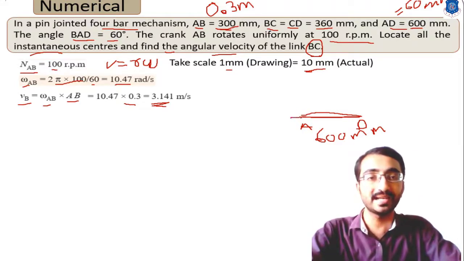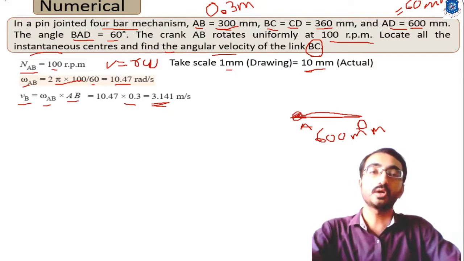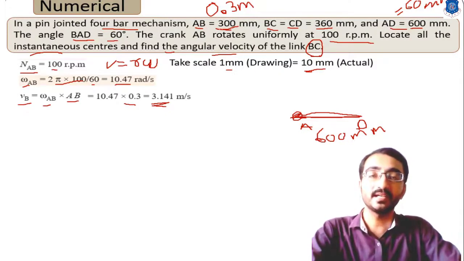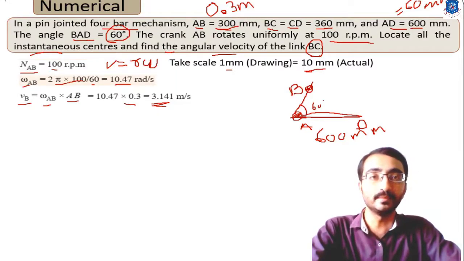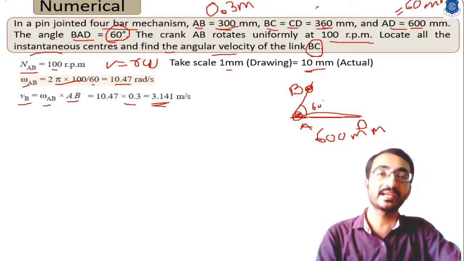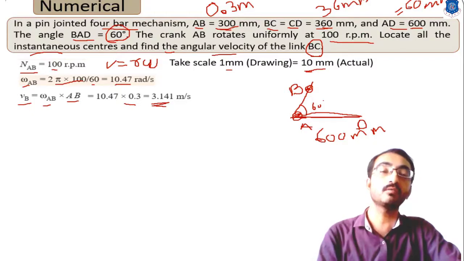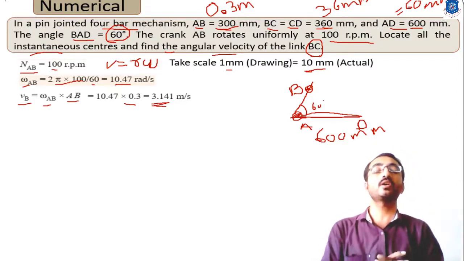After sketching line AD, you have to locate point B. Crank AB is 300 mm, that is a 30 mm line. This 30 mm line should be at a 60 degree angle, because angle BAD is given as 60 degrees. So at a 60 degree angle you have to locate point B at a length of 30 mm. Then BC and CD both have a length of 360 mm, that is 36 mm in the drawing. Now how will you sketch these BC and CD lines, because the angle is not given?